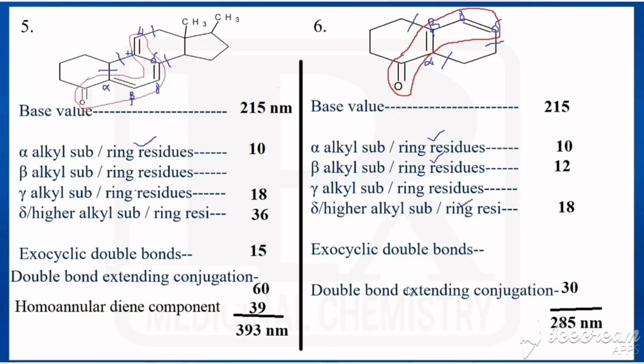Now come to double bond extending conjugation. So parent should have only one double bond. So other than that, it is having one more double bond. That's why it is having one double bond extending conjugation. So for that, we have to add the value 30. So by adding all these values, we are getting 285 nanometers. So that is the lambda max for this structure.